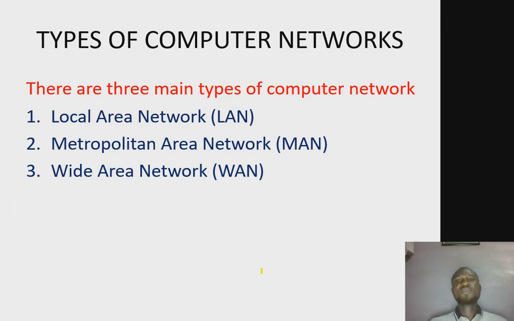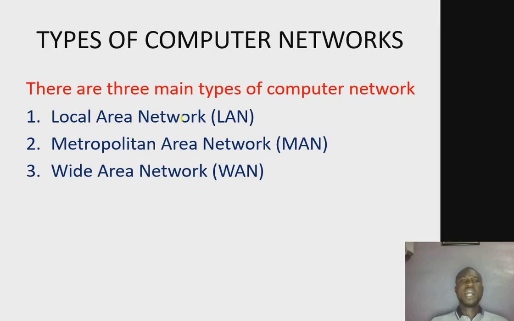Now, we have types of computer networks. Since we know what computer networks do, they connect computers, they are used to make computers communicate with one another. Now we have different types of computer network. There are three main types though, they are all grouped into three. One is the local area network.